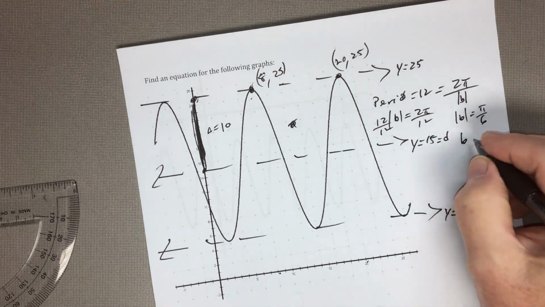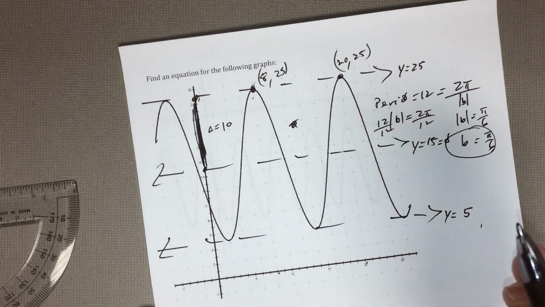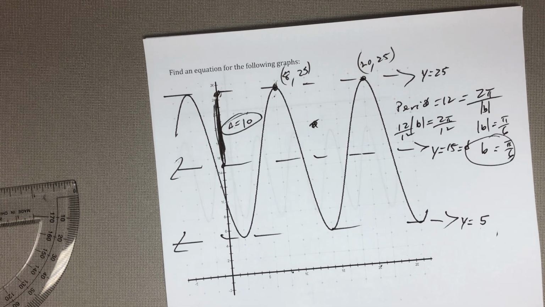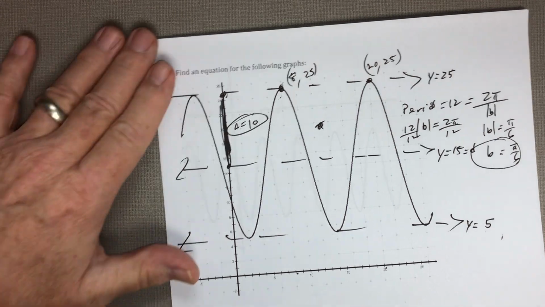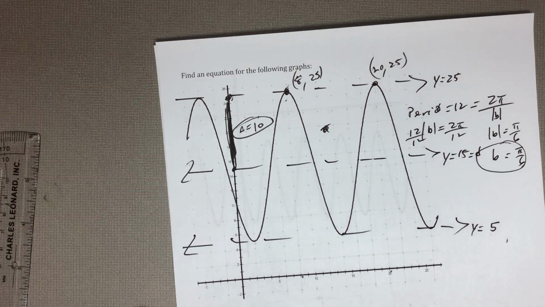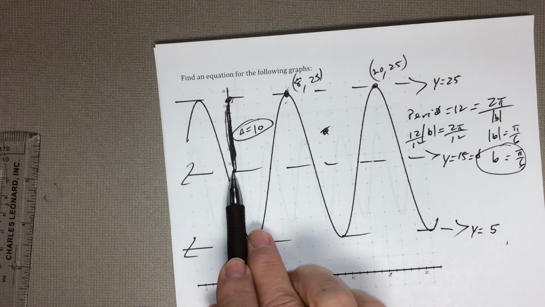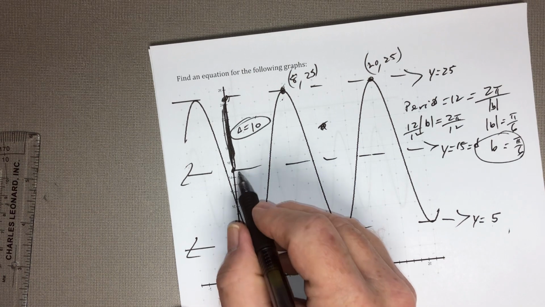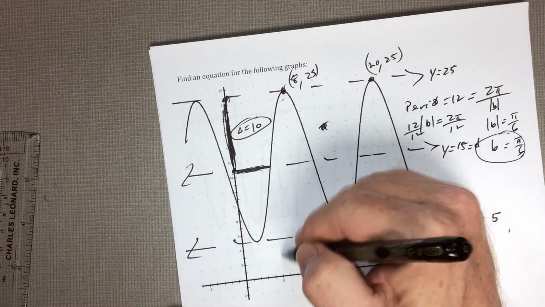Which means B could be equal to pi over 6 or negative pi over 6. So we got B, we got A, we need C. If I'm going to do a sine, the phase shift could be the horizontal distance from where sine normally starts, going from the midline going up.